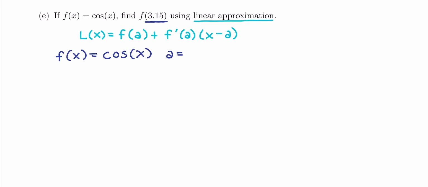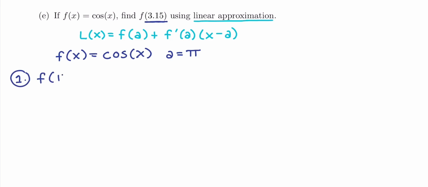Well, pi is 3.14159. So we have pi as being a close value to 3.15 since it's 3.14159. It's close enough and it's on the unit circle. So let's use that as our a value.